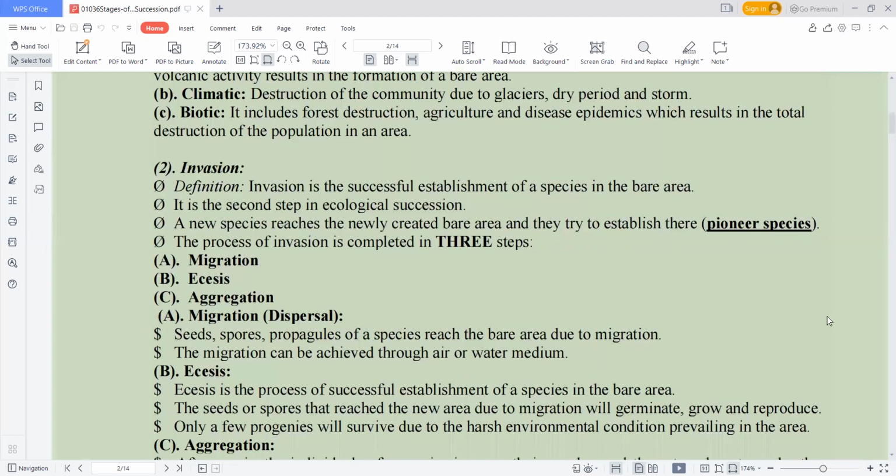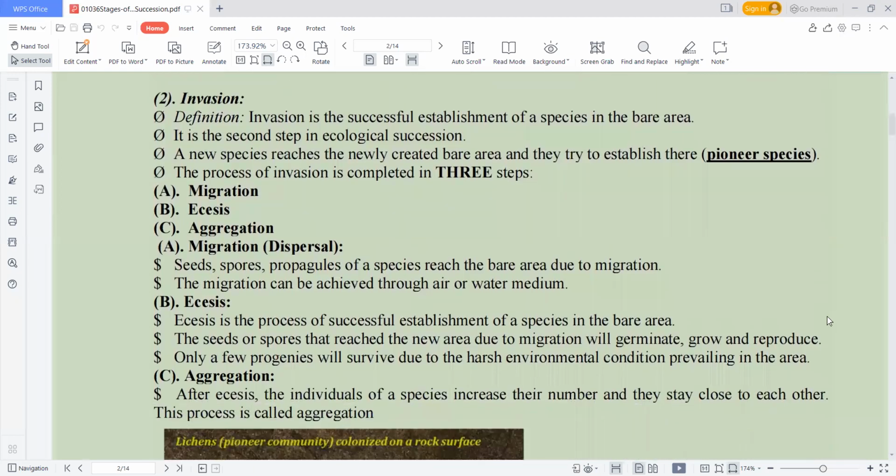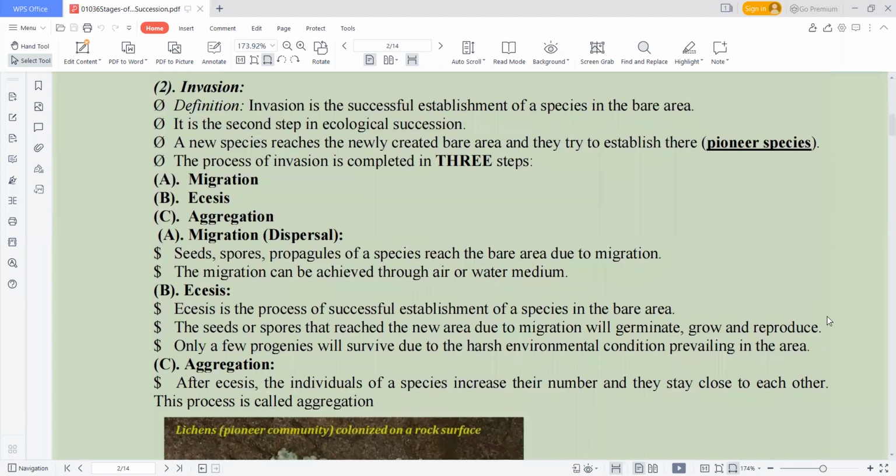This bare area is then occupied by other species through migration. Through wind or water during the rainy season, or due to insects or birds, the seeds and spores move and reach this bare area. The movement of seeds or spores to the bare area is called migration, and after they fall on the bare area, the seeds will germinate.